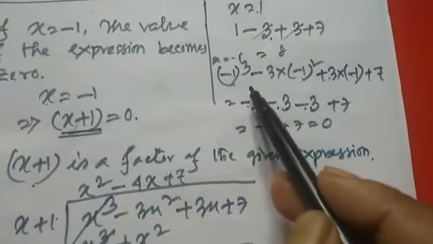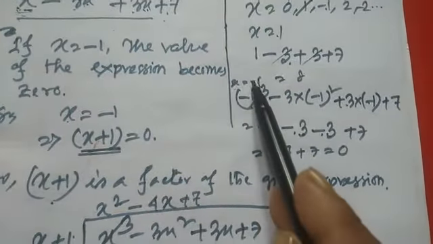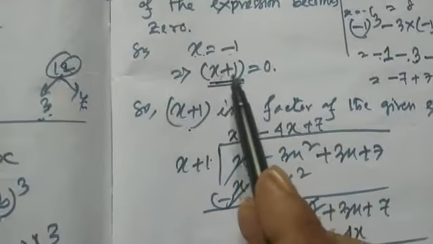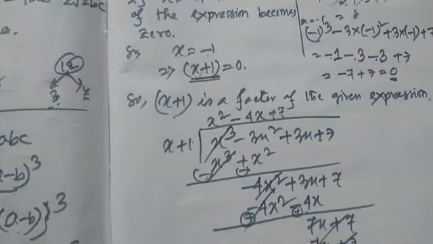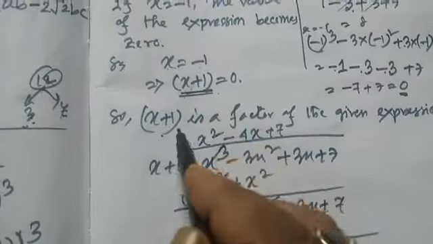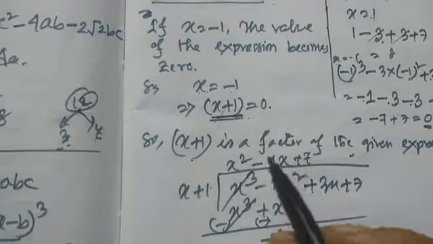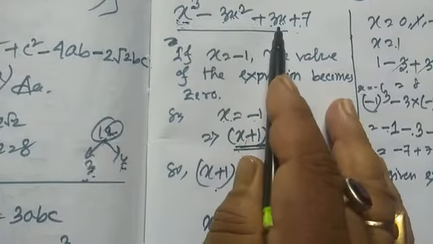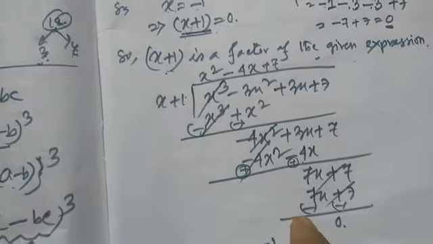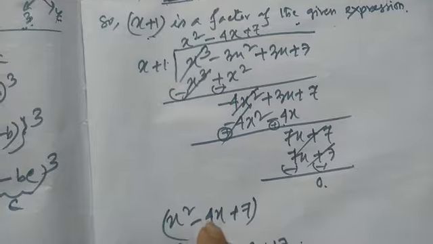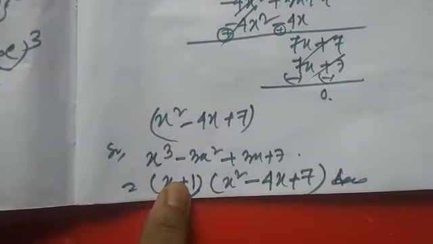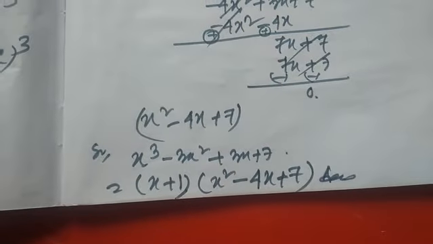We have taken minus 1. If you take x equals to minus 1, the expression is becoming 0. X equals to minus 1, so x plus 1 equals to 0. As we know by factor theorem, if it is 0, then that will be a factor. So x plus 1 is a factor. So if you divide the polynomial by one factor, you will get another factor. So we have done the long division method to get the other factor. So the polynomial equals one factor times another factor. So this is all about the zero method.